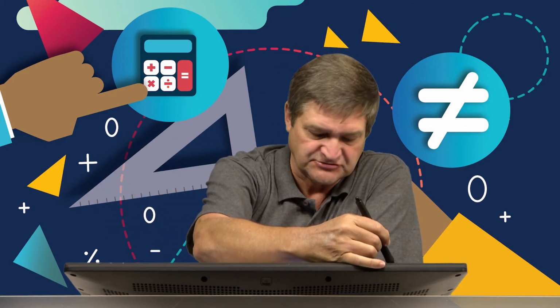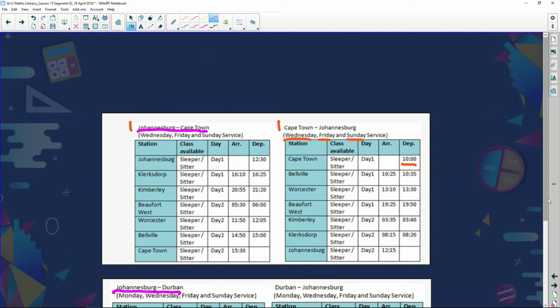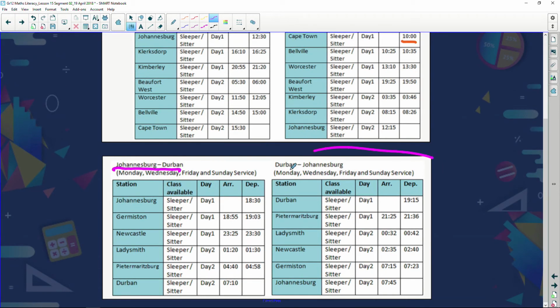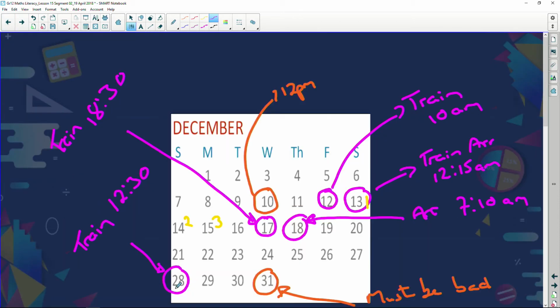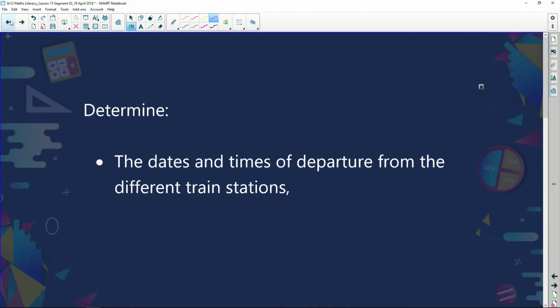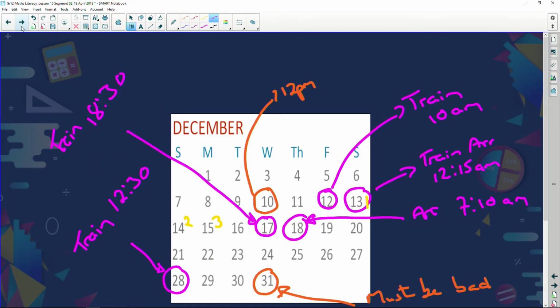Let's have a look. So Durban to Joburg, we're going to now look at this part of our timetable. We can see a train leaves on a Monday, a Wednesday, a Friday, and a Sunday. If we leave Sunday, we arrive the next day. So if I'm leaving Sunday, I'm going to arrive the next day. I'm going to miss my other train to Cape Town. So let's try and find another day.